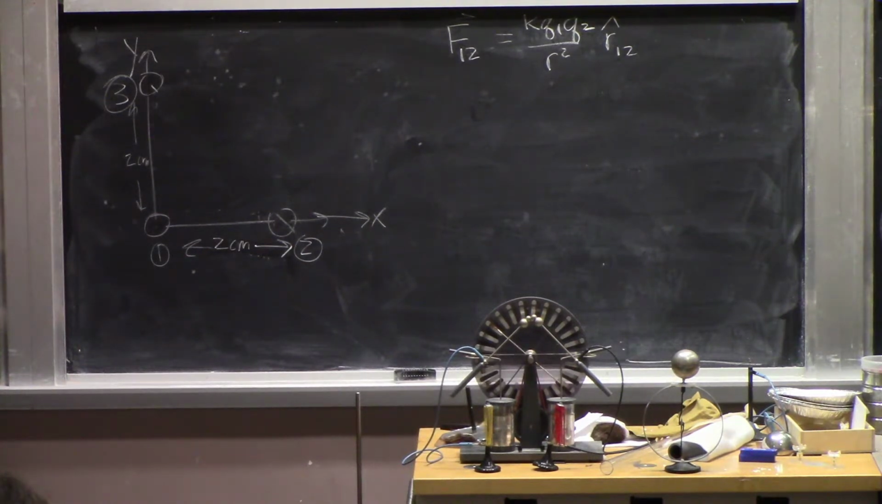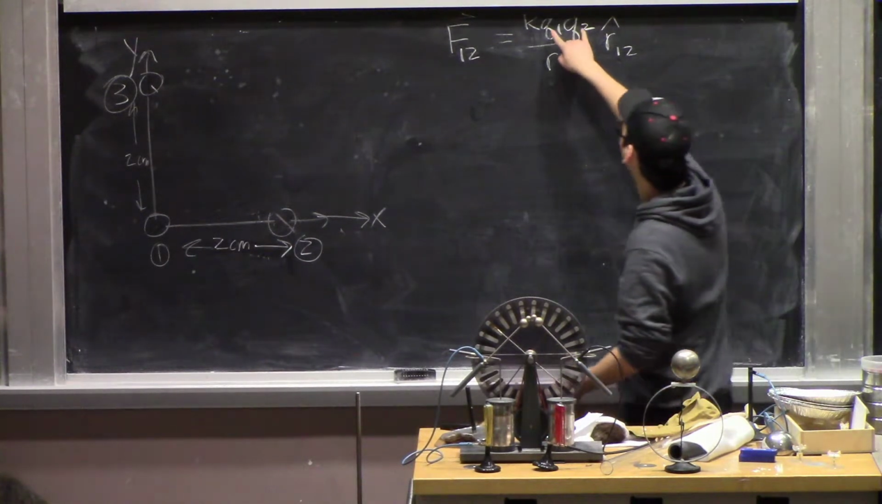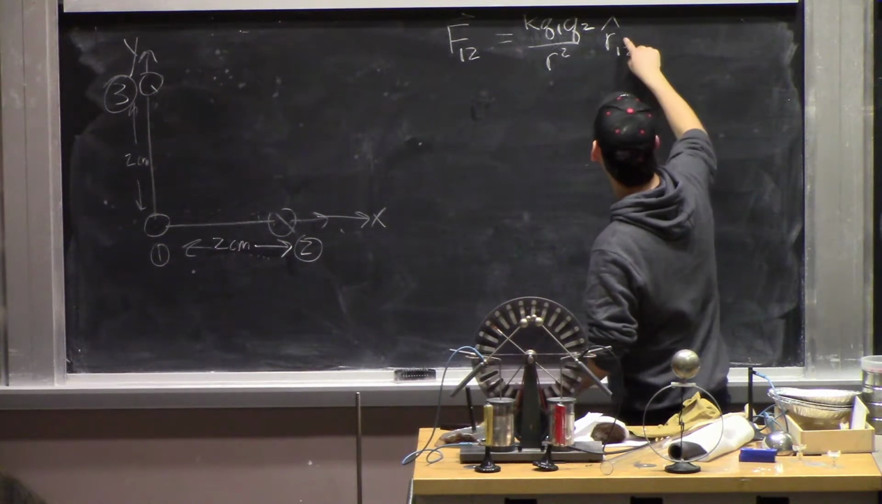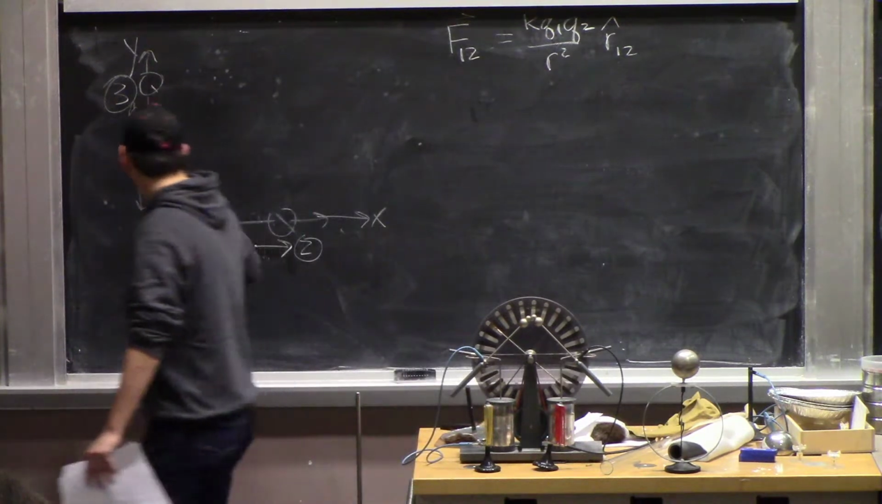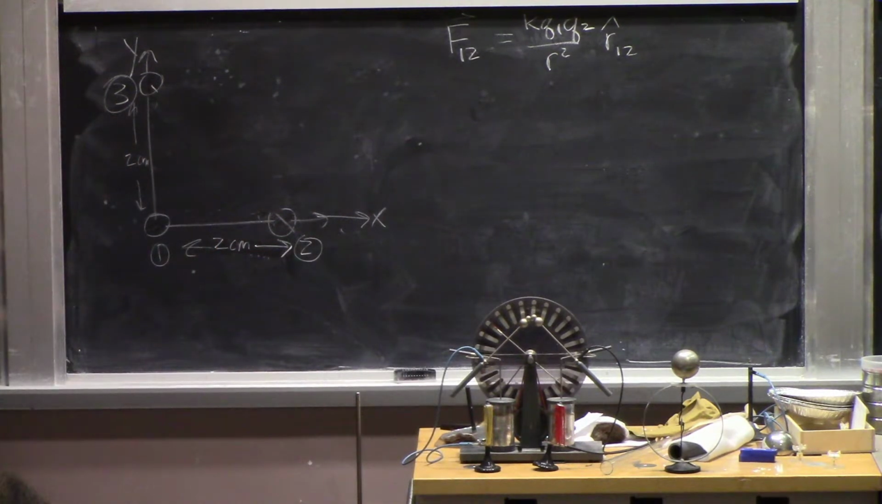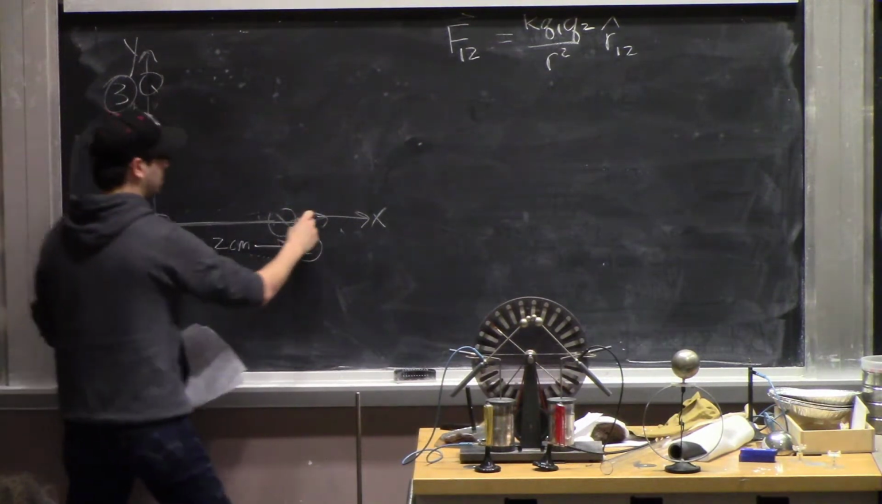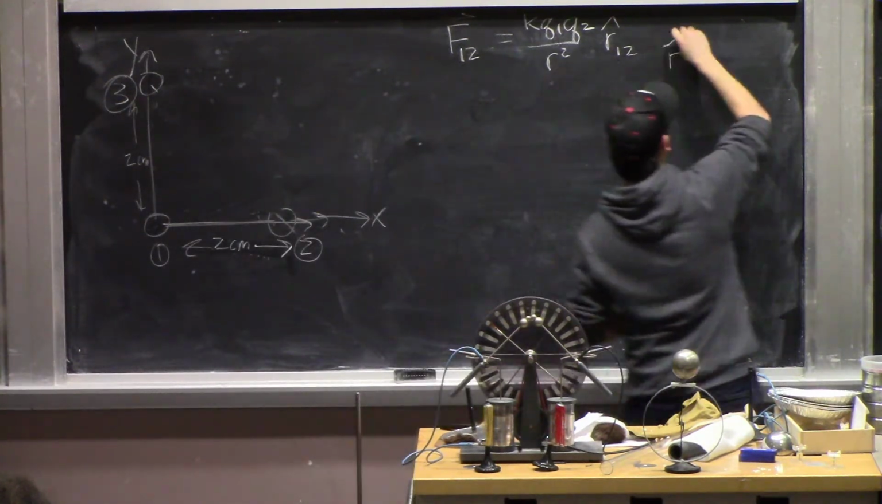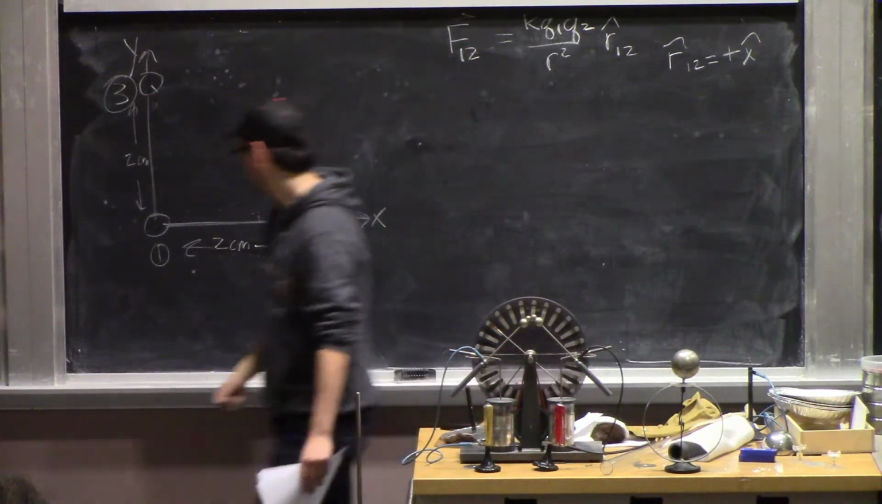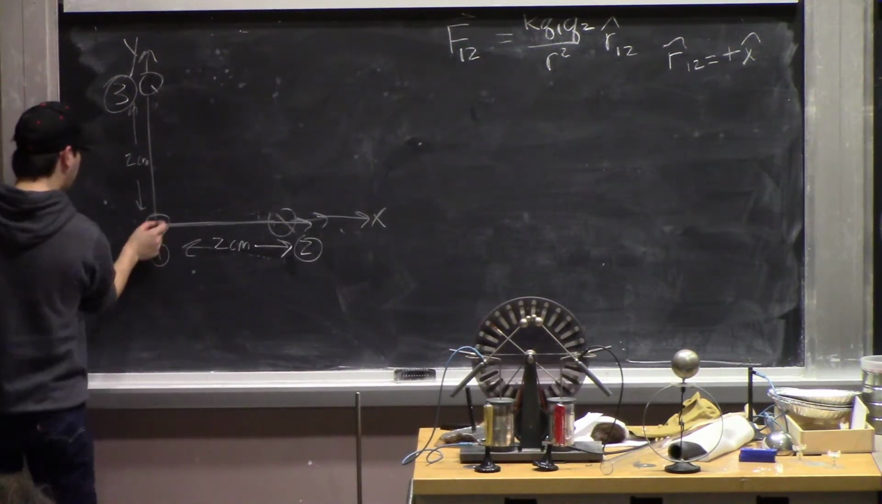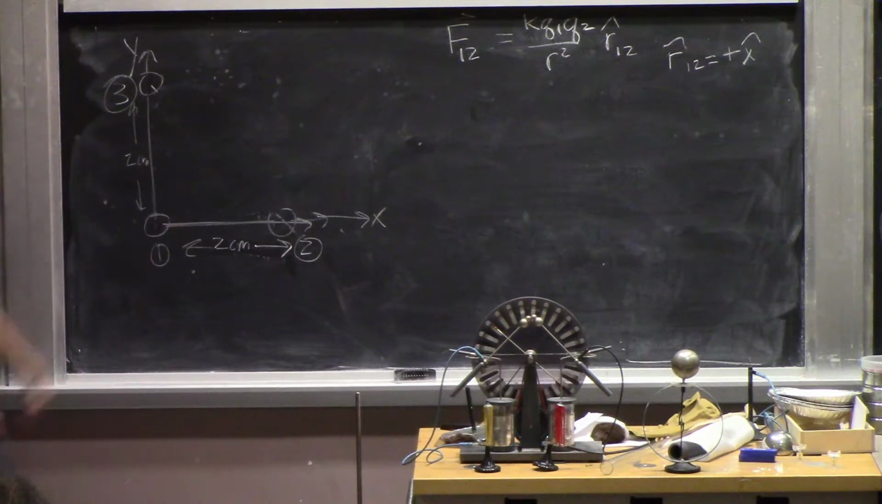Okay? So now I just need to plug in what I have here. I need to evaluate what r is, and I need to find what the unit vector is. What is the unit vector that points from 1 to 2? X, right? It's just x hat. It points this way along the x-axis, and so r12 is equal to positive x hat. Do we all see that? If I'm throwing something from here to here, I'm throwing it in the positive x direction. So that's going to be positive x hat.